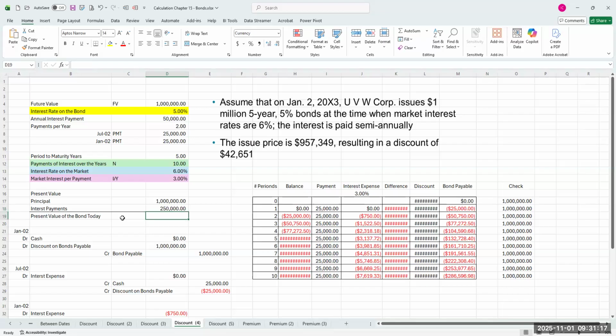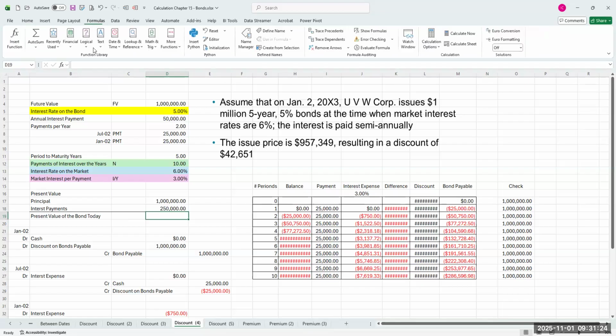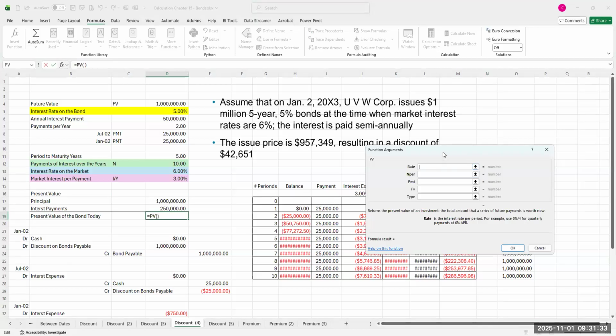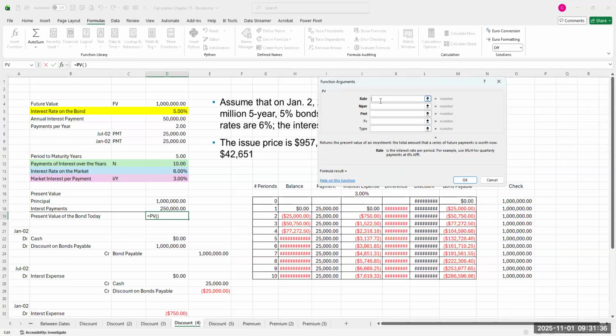Now the question is, what's the present value of those two streams of cash? So how are we going to calculate it? We're going to use the formula function and go to financial. We're going to choose the present value, or PV, and start plugging in the information. First one asks for the rate, which is the effective rate on the market, not the rate that your bonds are paying. Since we have it directly for every interest payment, it's 3%.